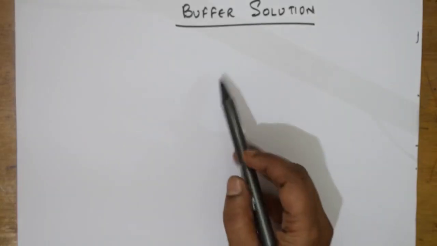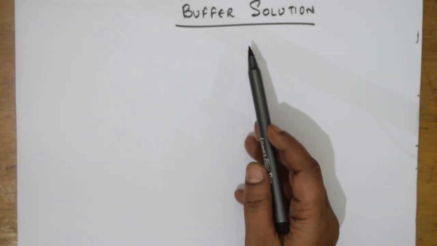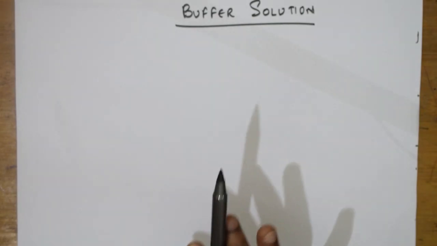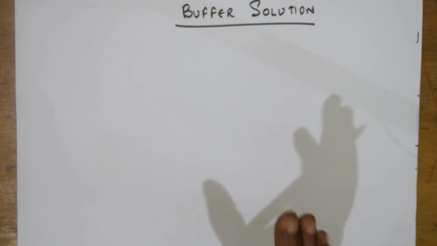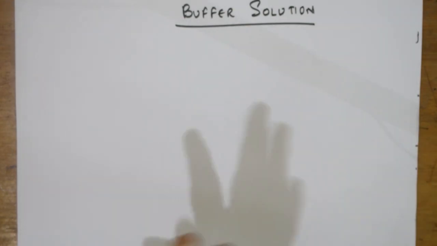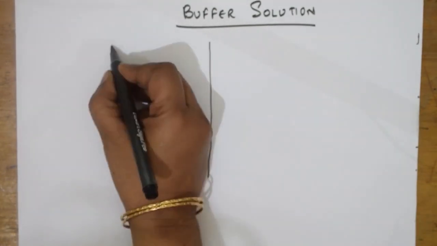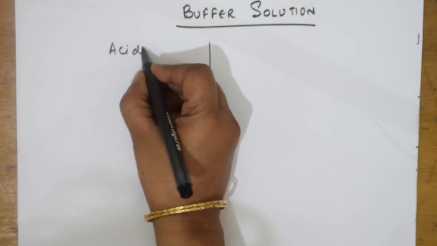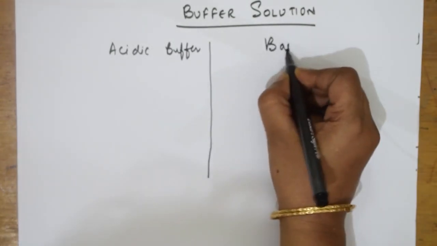Right. So whenever I speak about buffer solution, what is that? Buffers are those which resist the change in pH value. Correct. But a buffer solution has a definite pH at a specific temperature and does not change with time. That's important. Now what are the two types of buffers? We have two types of buffers, that is acidic buffer and basic buffer.